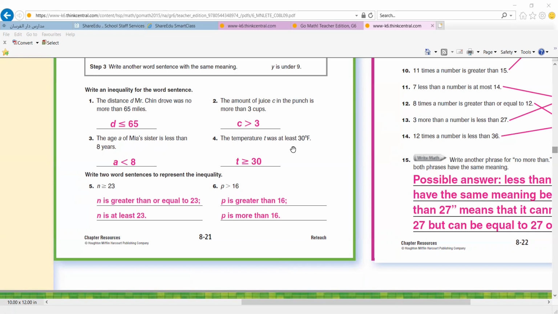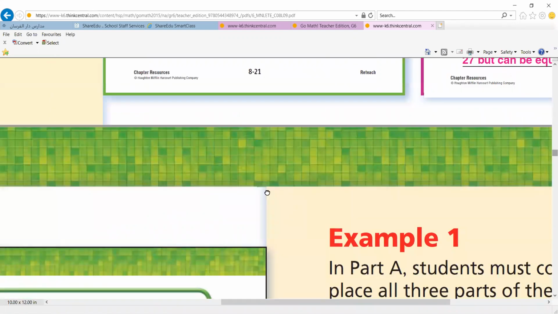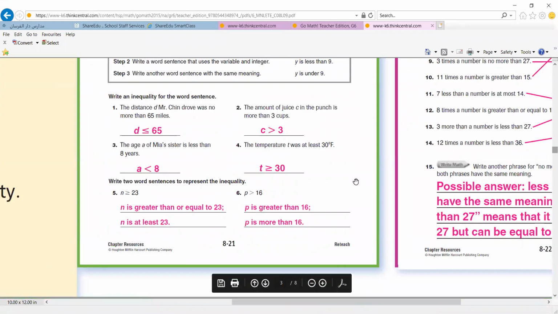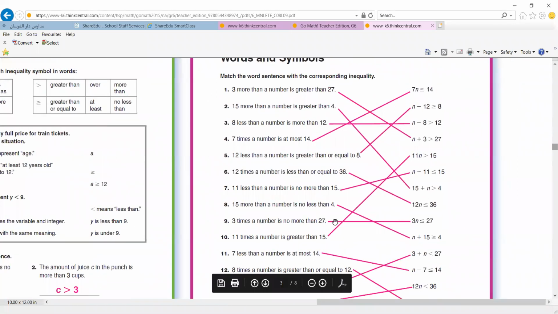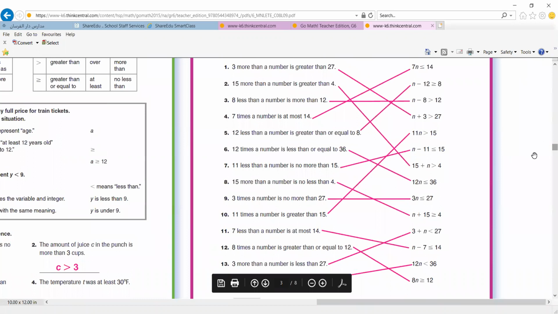The temperature T was at least 30. At least means it has to be at least 30. If it's 34 also, it's okay. If N is greater, I'll write N is greater than or equal to 23. N is at least 23. P is greater than 16 or P is more than 16. This you don't have to write down. Just take a picture. That's enough. It might help you in the test, girls. Even this here, take a picture. You can practice all this at home.